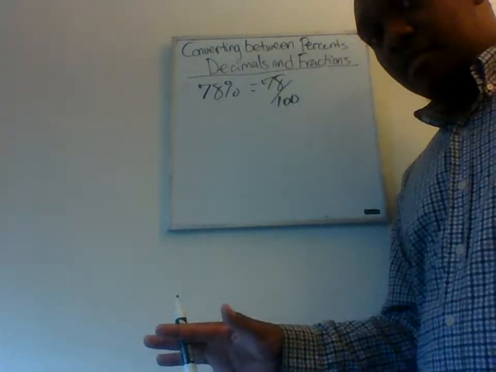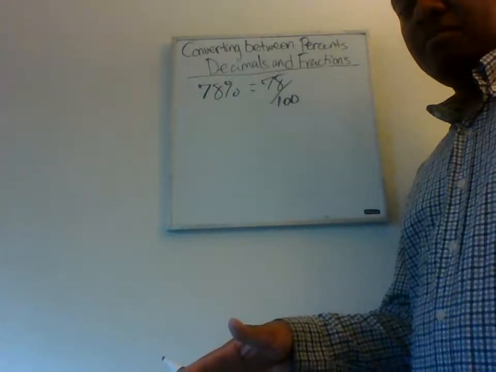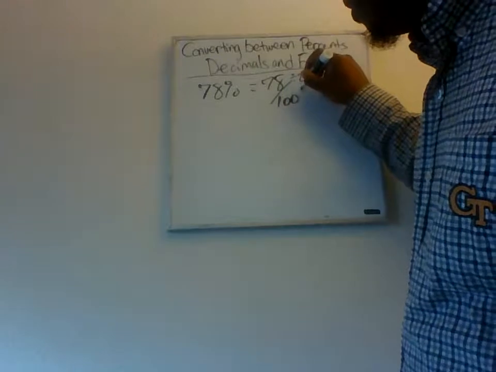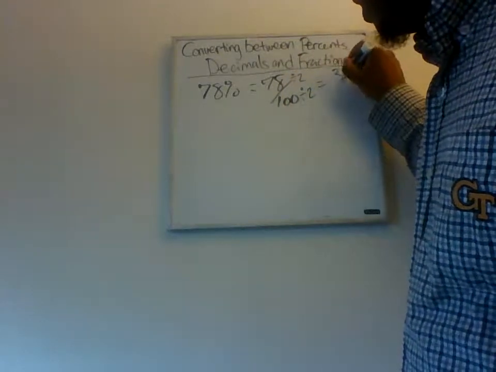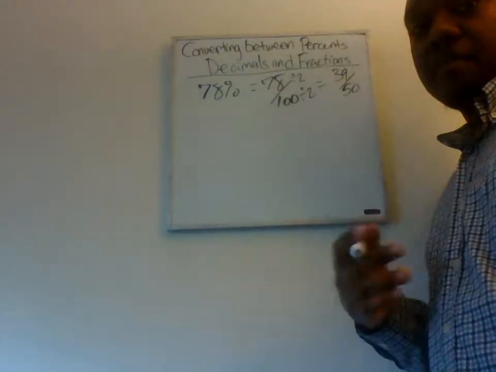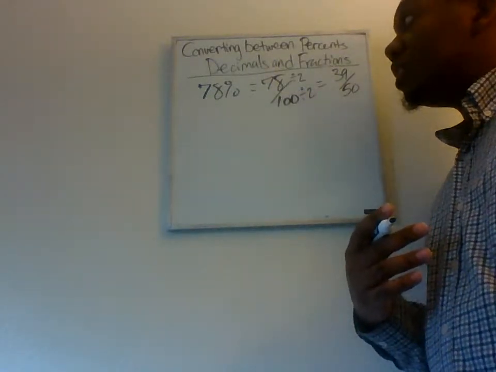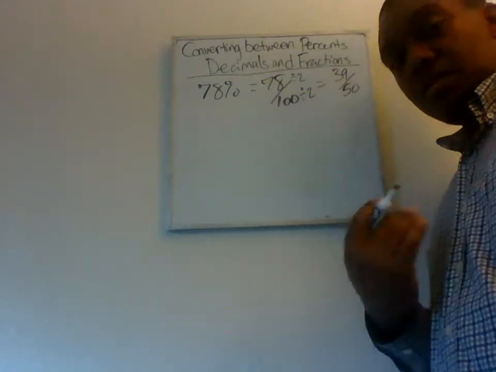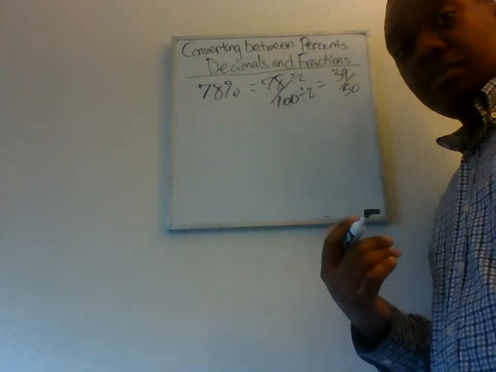Okay. You got to make sure you simplify though. So in this case, we can simplify both of these by dividing by 2. And so we end up with 39/50. All right. That's not bad at all. So to change from a percent to a fraction, you can just put it over 100. We saw the example earlier when it was a mixed number. We can still do that.